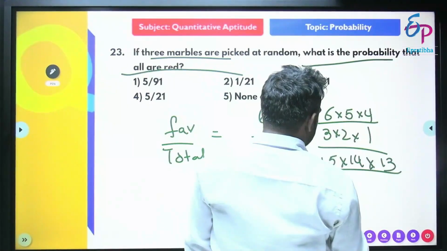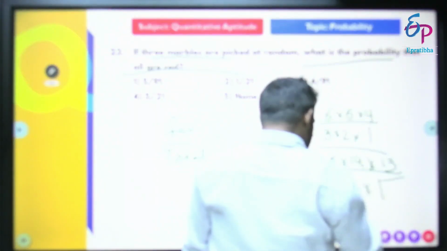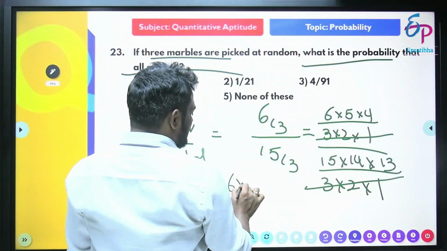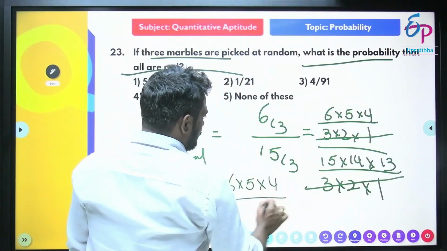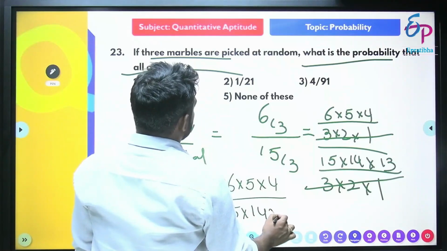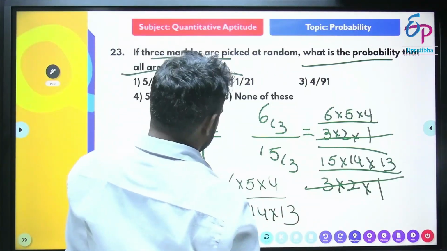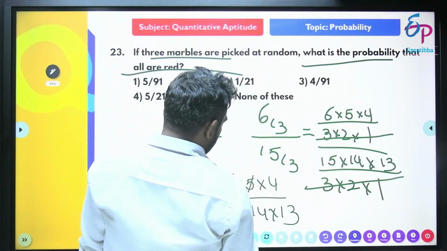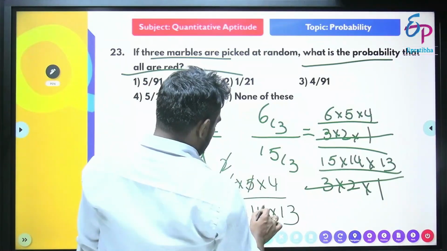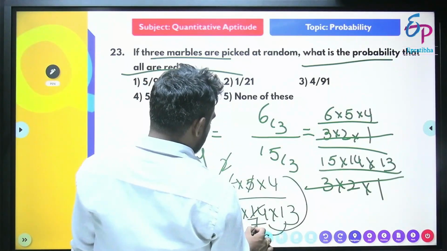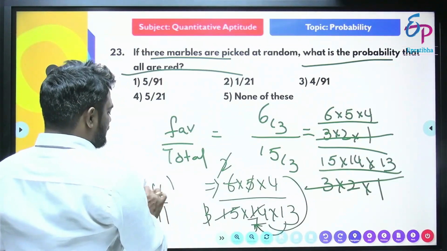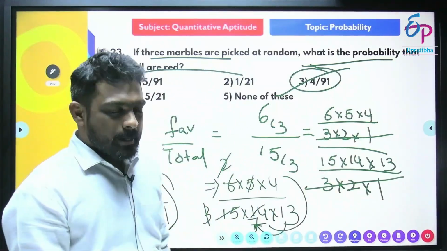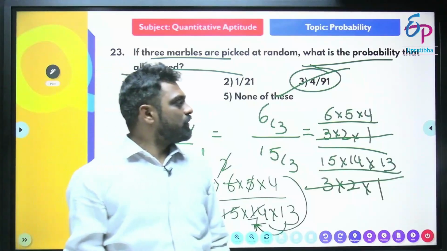Then from 3 to 1: 3 into 2 into 1. Here it is 3 into 2 into 1. 3 into 2 into 1 is going to be cancelled. Then 6 into 5 into 4 by 15 into 14 into 13. So 5 threes are 15, 3 twos are 6, 2 sevens are 14, 4 by 13 into 7, 91. 4 by 91 is the solution. Where exactly is 4 by 91? 4 by 91 is option number 3. Option number 3 is the absolute solution for the given question.